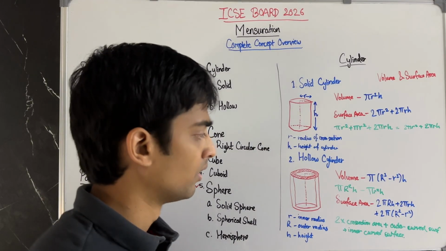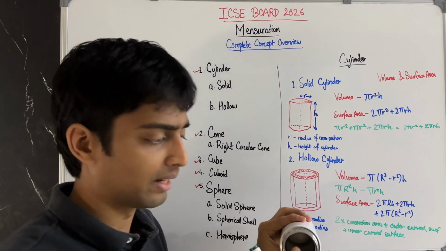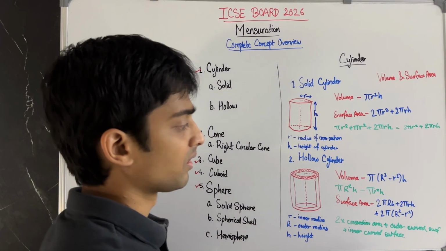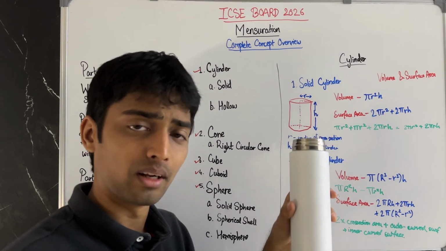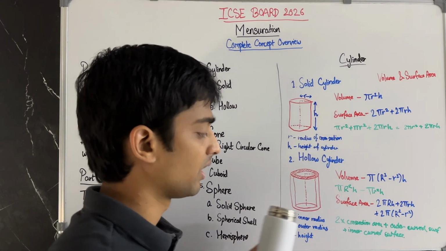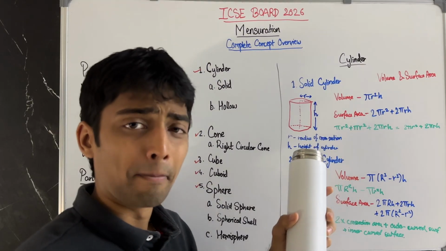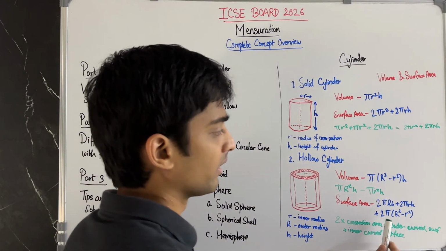area. Now the cross sectional area would be the area of the outer circle minus the area of the inner circle. We have got this. Now the outer curved surface area would be pi capital R square multiplied by h, and the inner curved surface area would be pi small r square multiplied by h. So when we add all of them, we get this formula.